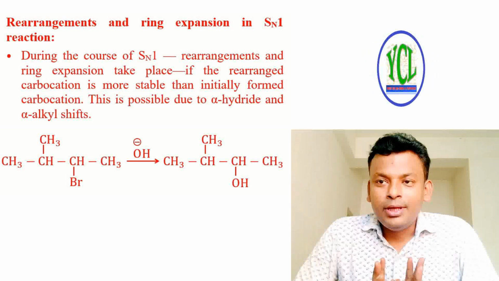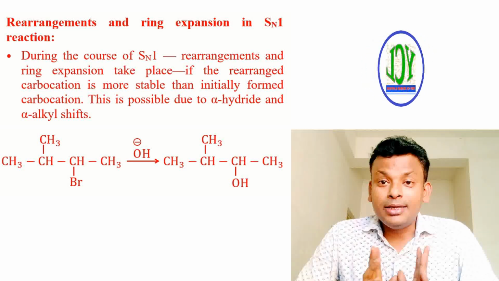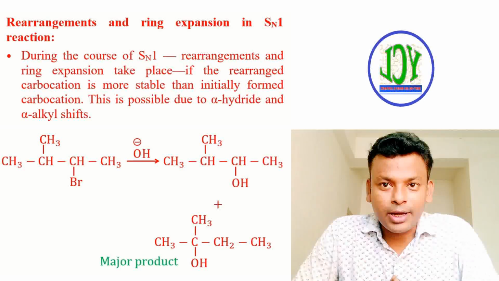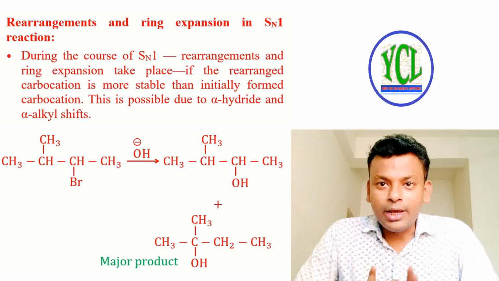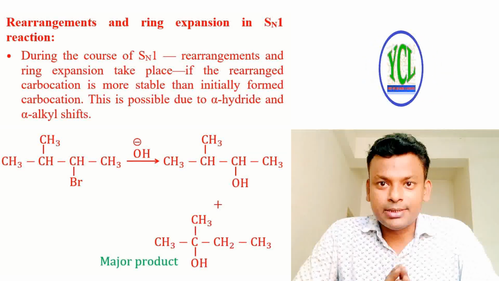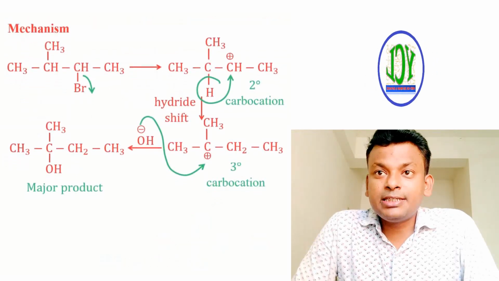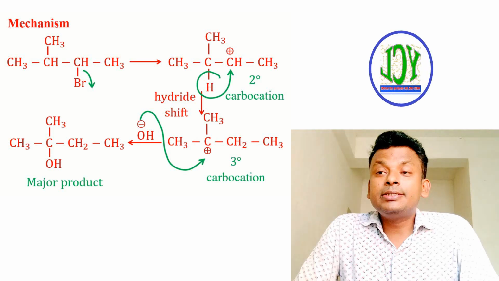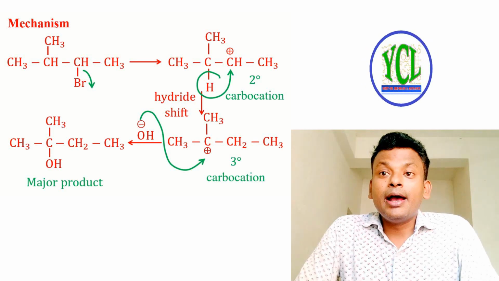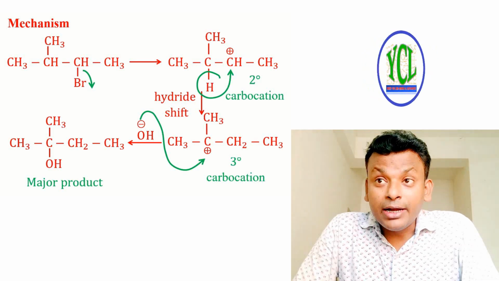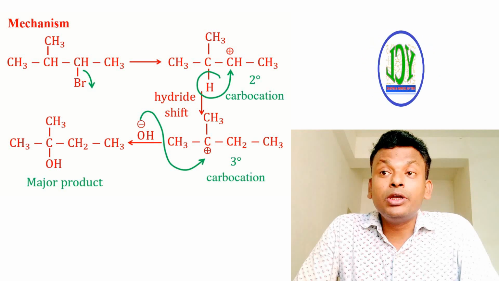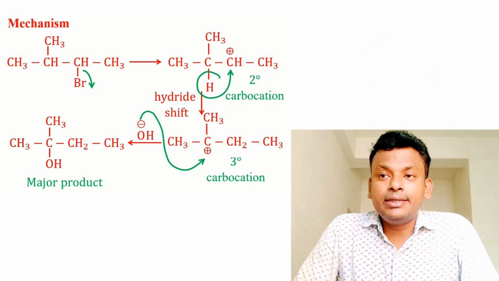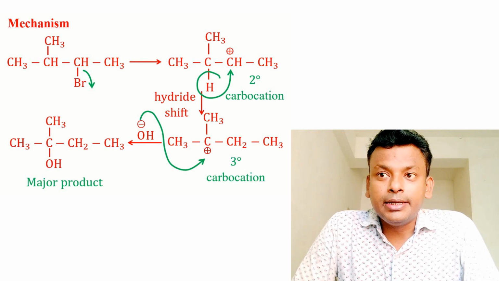No. Here the major product is this. That is the major product. Why? Now let me explain through the mechanism. In the mechanism, first Br leaves and forms a carbocation. It is a 2-degree carbocation. Here there is a hydrogen, and as shown by this arrow, this hydrogen undergoes a 1,2-hydride shift to form a 3-degree carbocation.